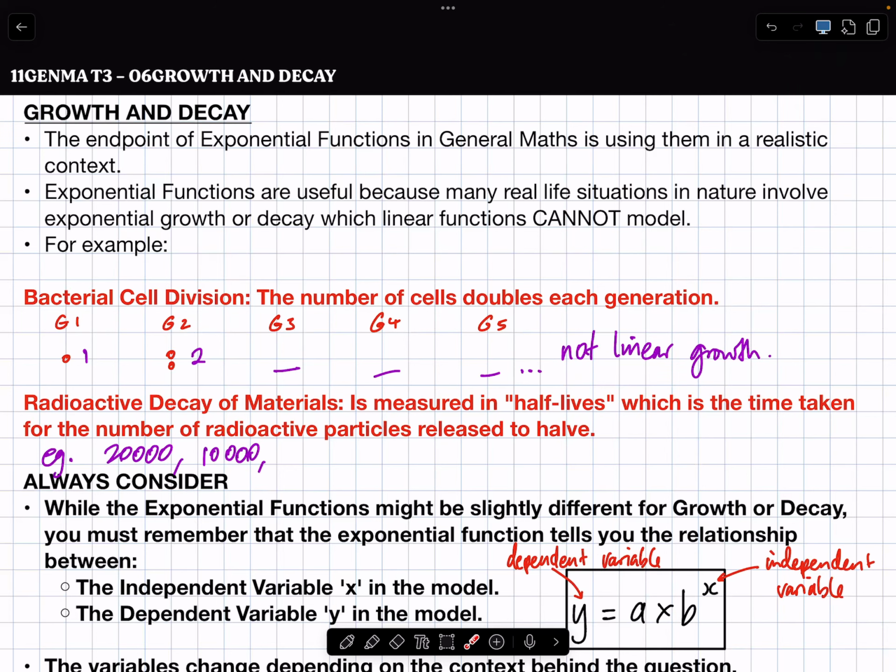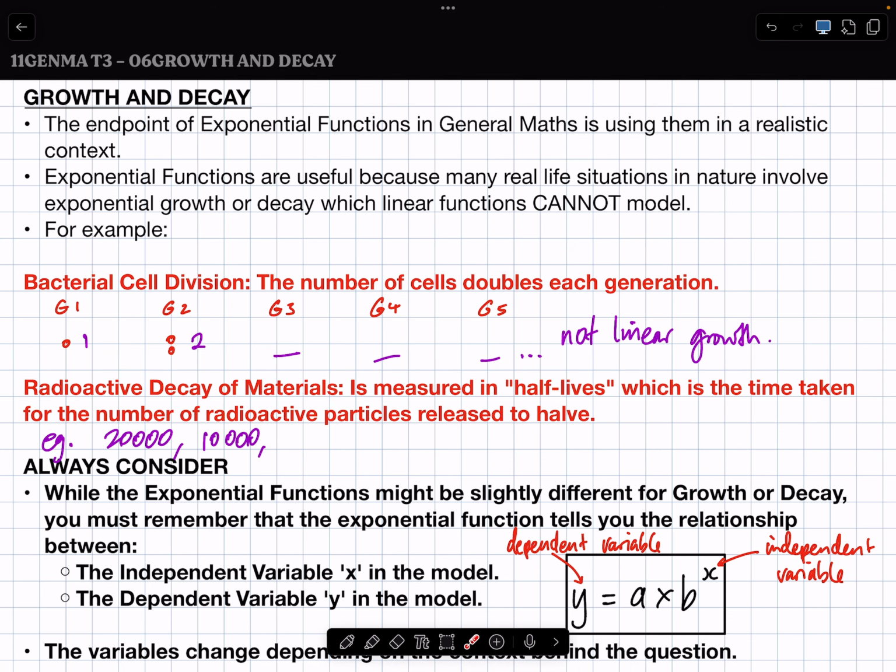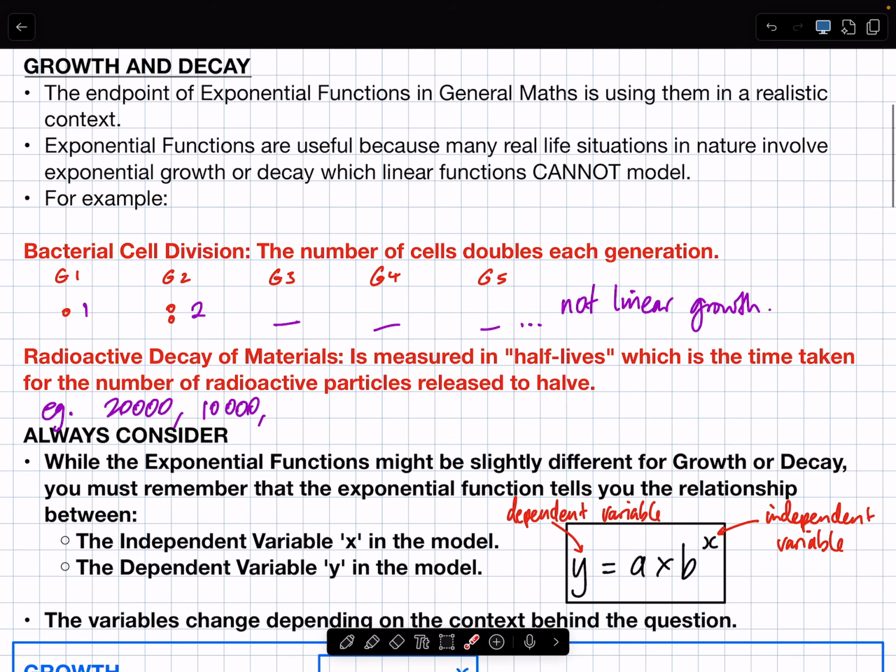This is the last content that you do. This is the last question in the test or the exam. So the endpoint of exponential functions in general maths is using them in a realistic context. Right now, we've just done y is equal to something. The y didn't mean anything. Right now, we're going to chuck sort of what could be a realistic scenario there.